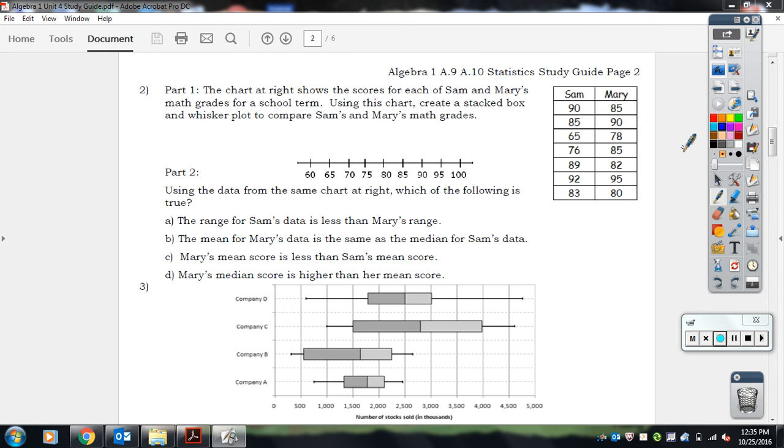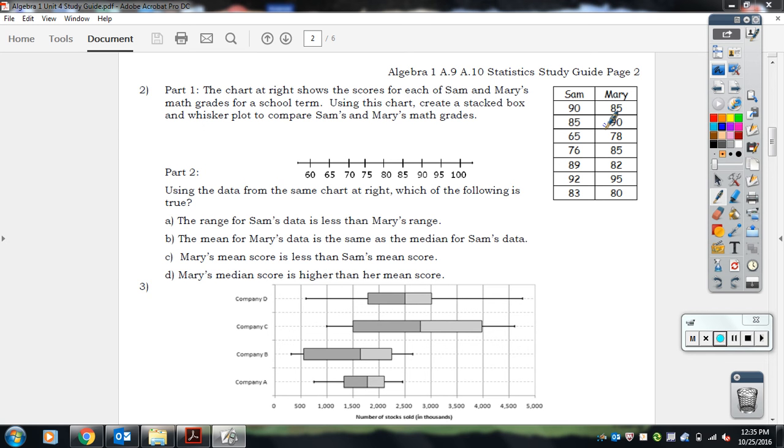Question 2 looks like it has 2 parts. Part 1, the chart at the right shows the scores. Using this chart, create a stacked box and whisker plot to compare Sam and Mary's math grades. You're not actually going to be responsible for creating a box and whisker plot on the test, but let me show you how to create one.